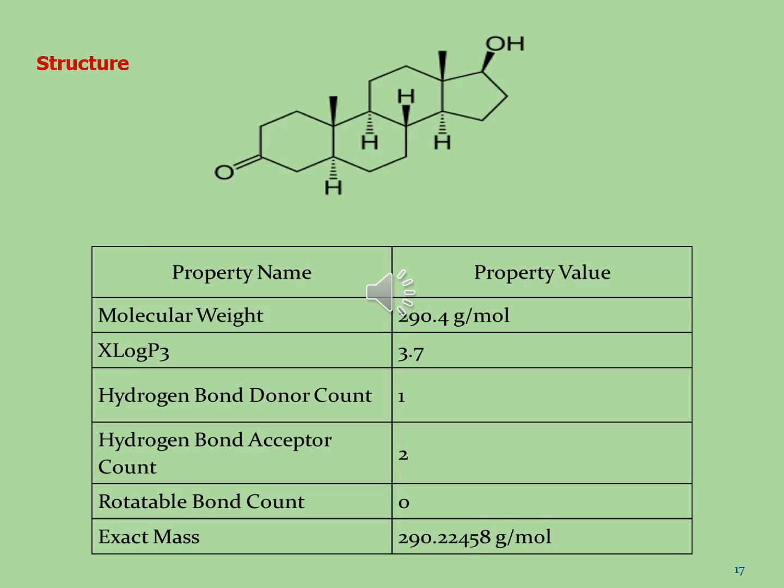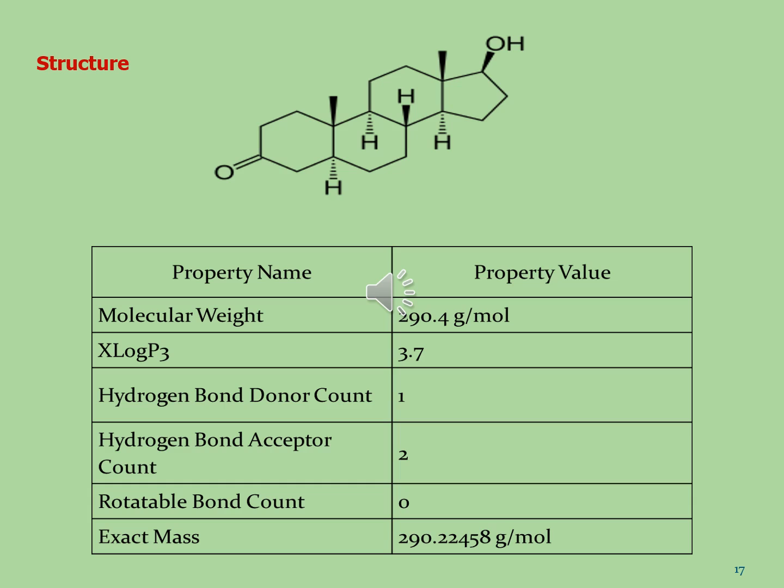Let's see the structure of dihydrotestosterone. Dihydrotestosterone consists of a total of 17 carbon atoms. The carbonyl group is present at the carbon 3 position, while the hydroxyl group is present at the carbon 17 position. The molecular weight of dihydrotestosterone is 290.4 grams per mole. XLogP3 is 3.7. Hydrogen bond donor count is 1. Hydrogen bond acceptor count is 2. Rotatable bond count is 0.